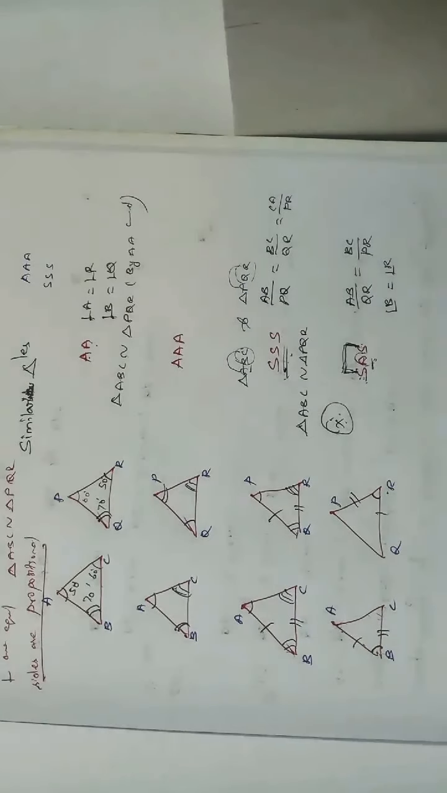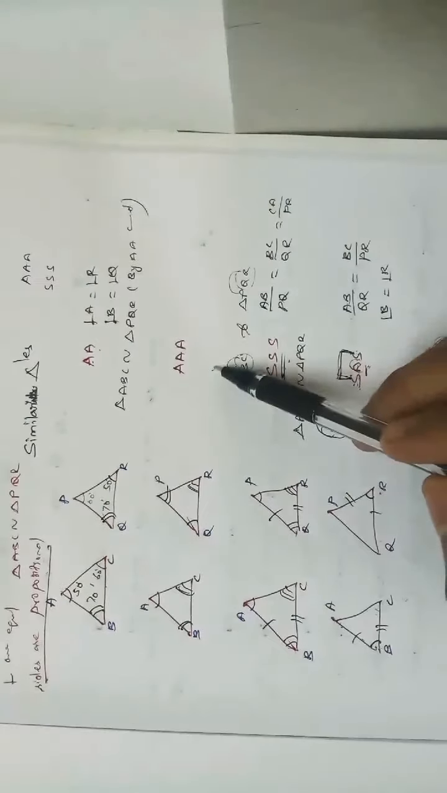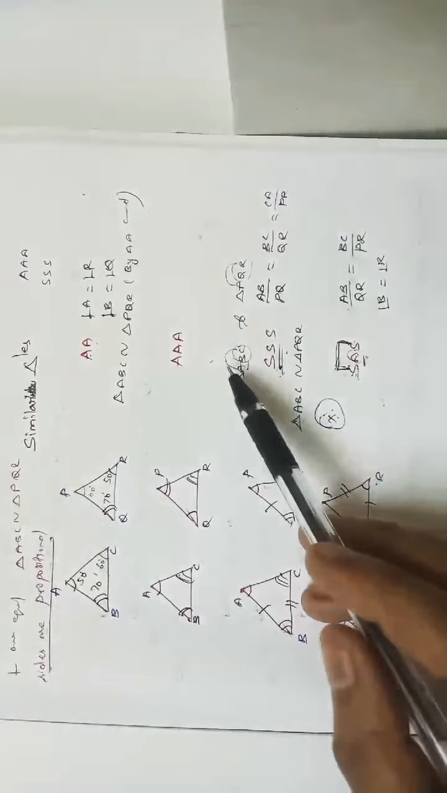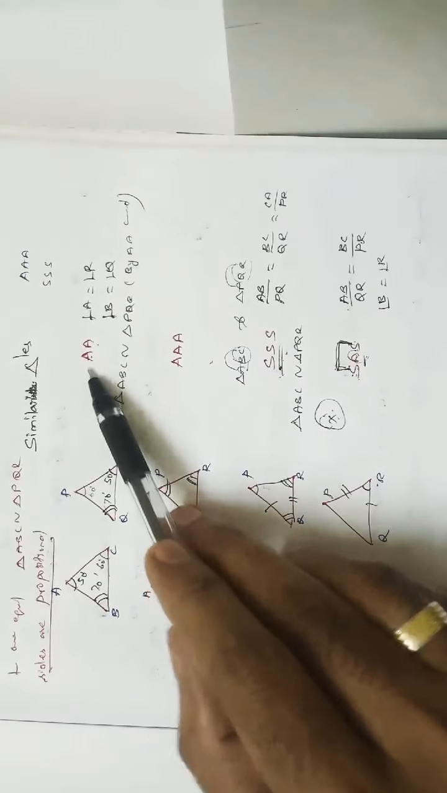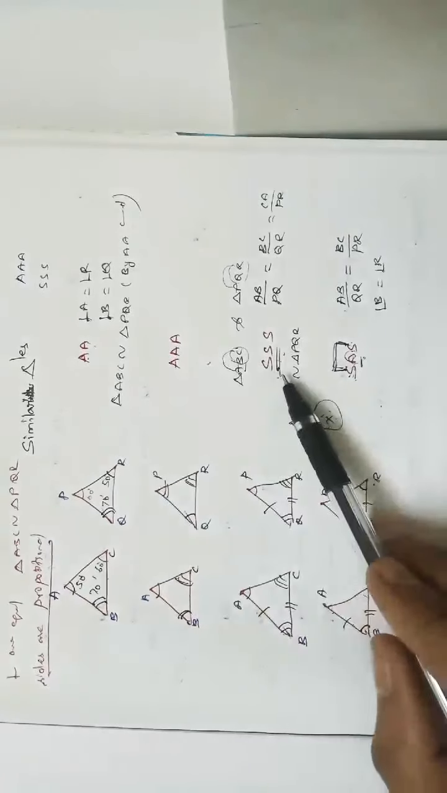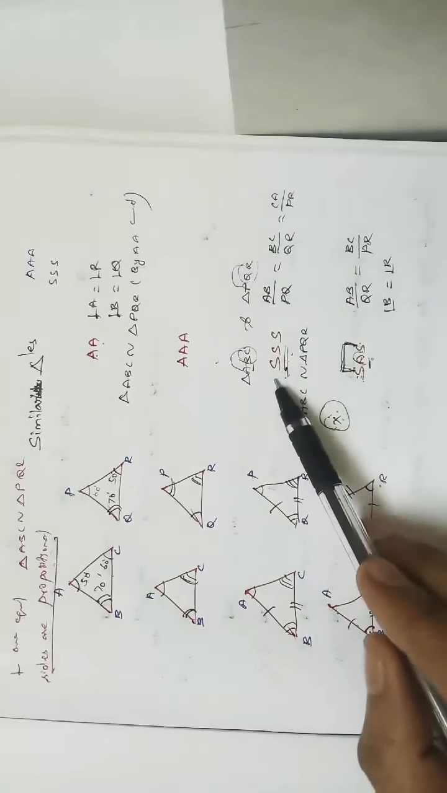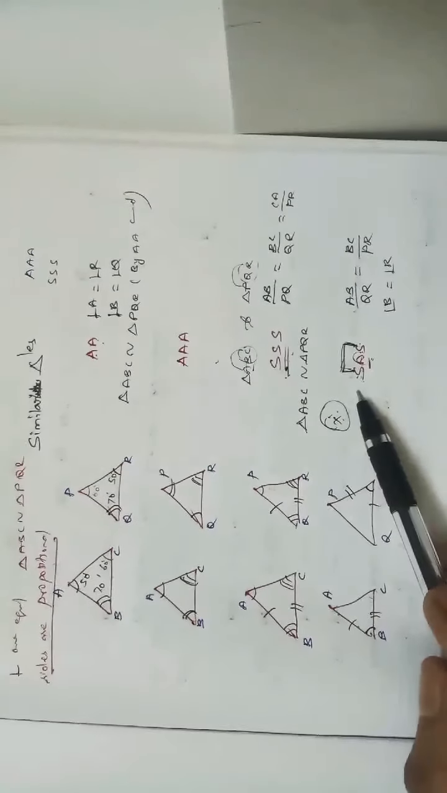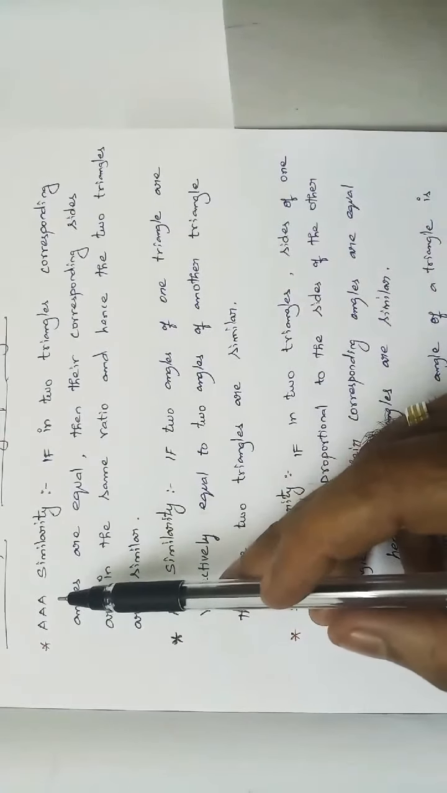We have four properties, but we won't use AAA because AA and AAA are the same. If you have two angles equal, then we don't need to check the third angle. Directly we can use the double angle, right? So the first is AA, the second is SSS, and the third is SAS. These three alone we will use, right? So the AA similarity rule, the SSS similarity rule, and the SAS similarity rule. Understood? Just see the criteria for similarity of triangles.